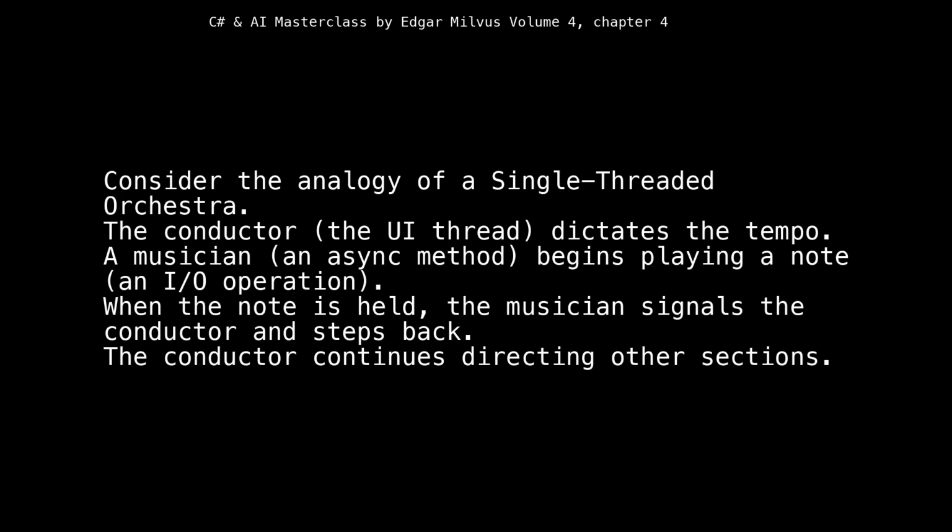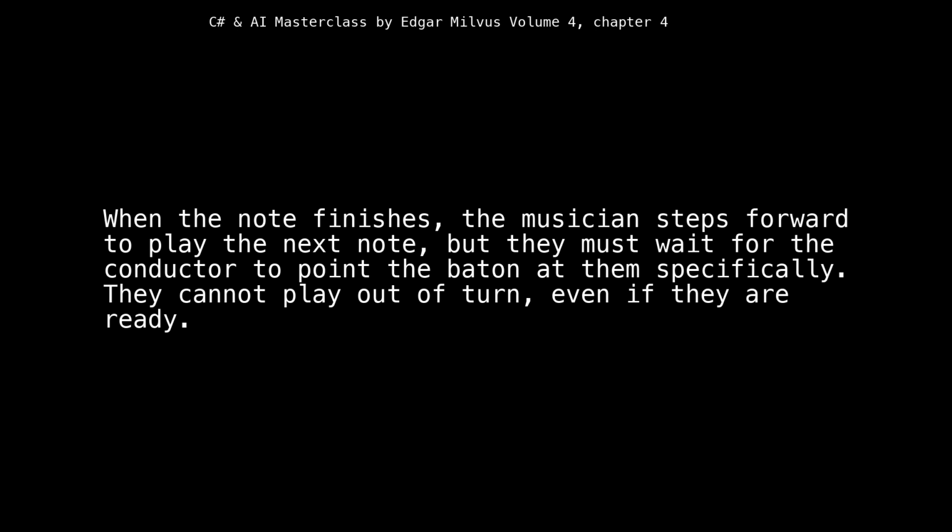Consider the analogy of a single-threaded orchestra. The conductor, the UI thread, dictates the tempo. A musician, an async method, begins playing a note, an I/O operation. When the note is held, the musician signals the conductor and steps back. The conductor continues directing other sections. When the note finishes, the musician steps forward to play the next note, but they must wait for the conductor to point the baton at them specifically. They cannot play out of turn, even if they are ready.